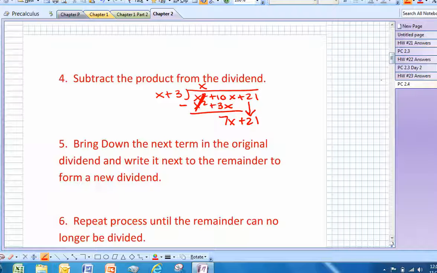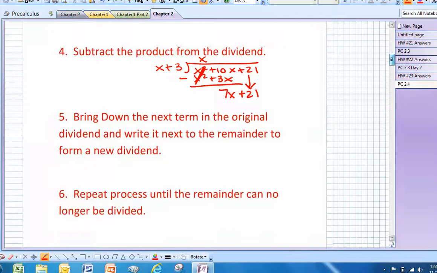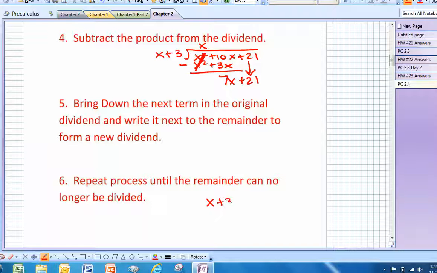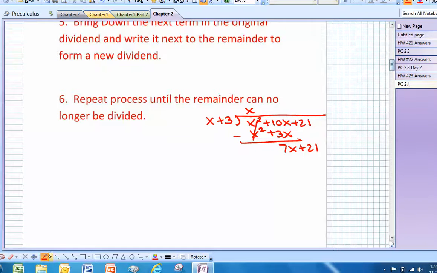So now I'm going to repeat the process. So notice I have x plus 3 times x squared plus 10x plus 21. The x is here. I multiplied. I subtracted. So I have 7x plus 21. And now I repeat the process. So now I divide 7x by x, because 7x is the new dividend. And I divide it by the first term in the divisor. So 7x divided by x gives me 7.